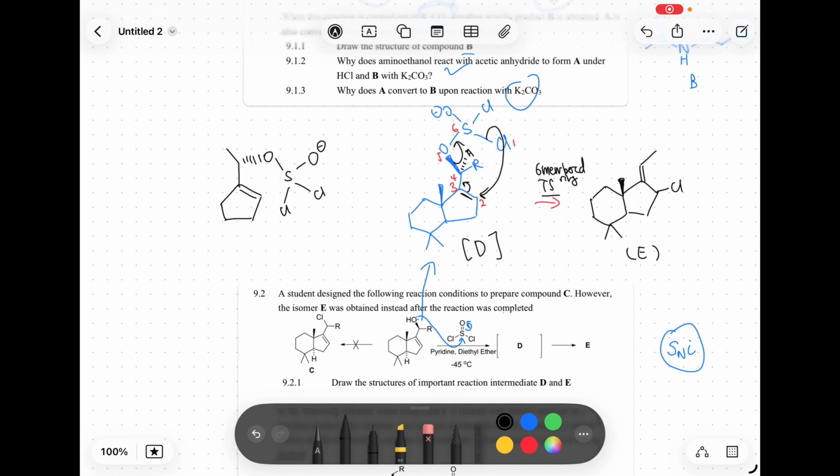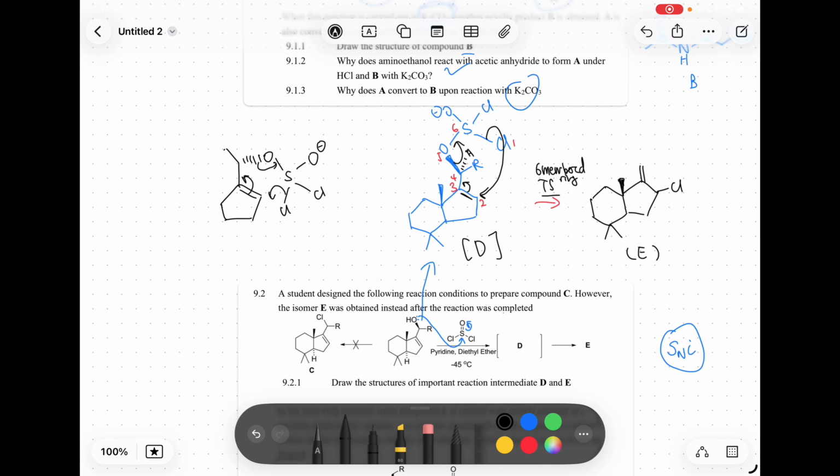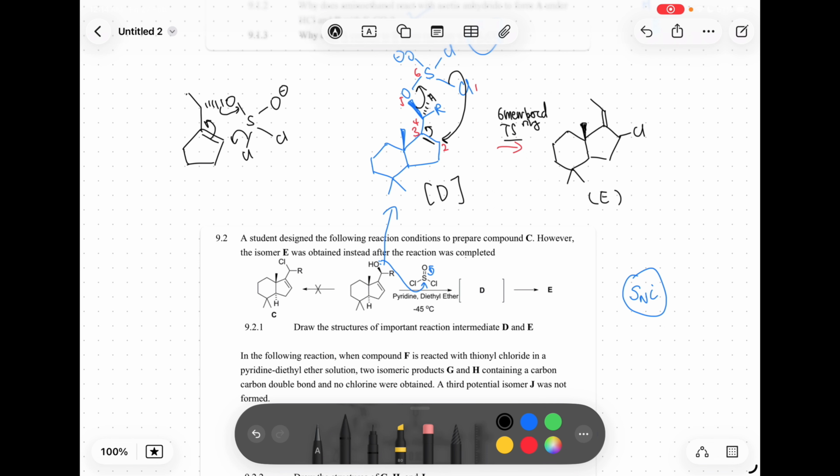So we see that when this happens, this methyl group is pointing there. So my first initial deduction of compound E is in fact incorrect. So that should be the structure of compound E. It should be that stereoisomer.